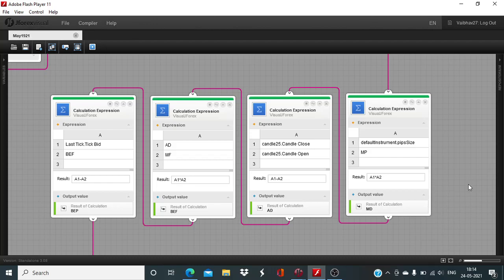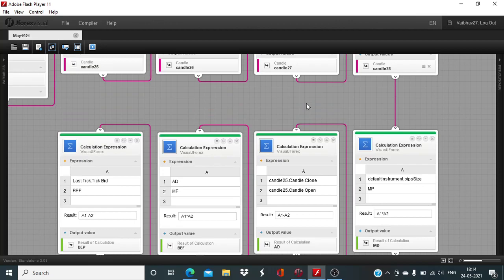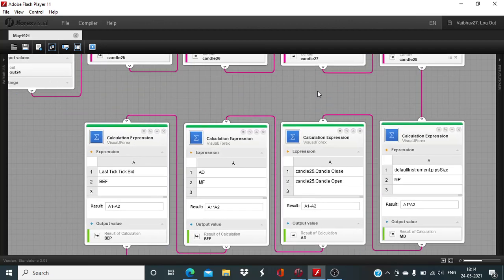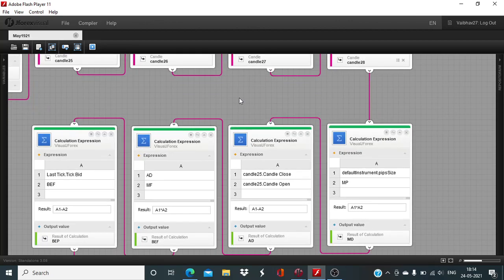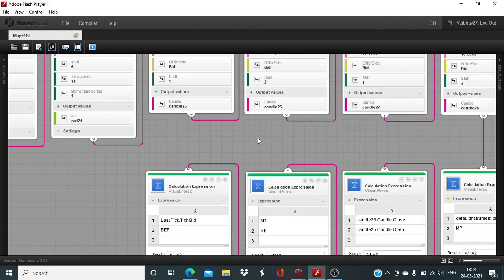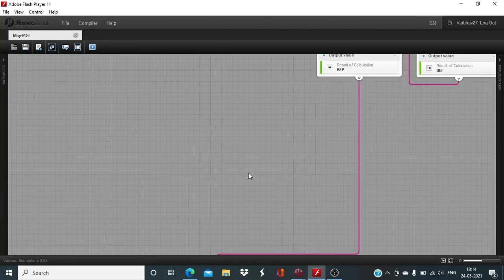So this time around I will have to deduct the candle 25 candle close from the candle 25 candle open, and whatever the difference is, we will take 30% of it and add that to the last tick ask to arrive at the execution point for the sale trade. So let us get started.